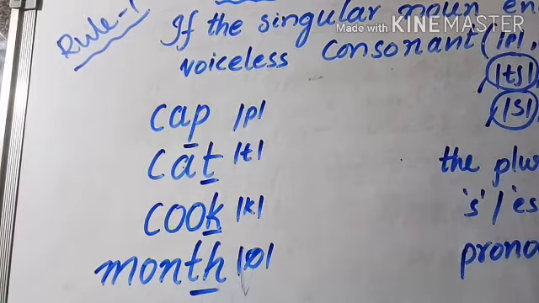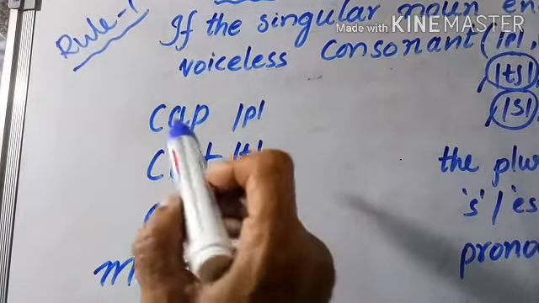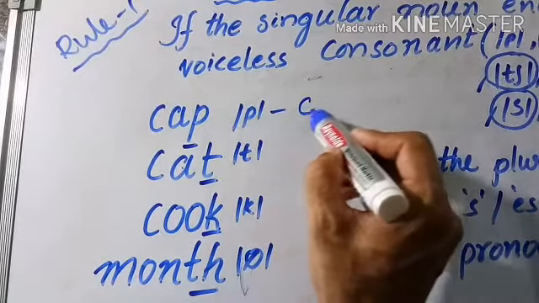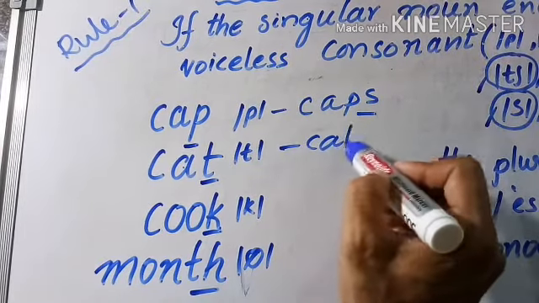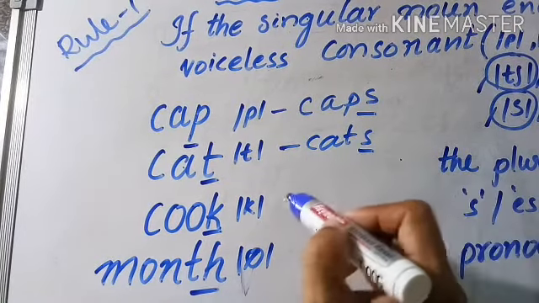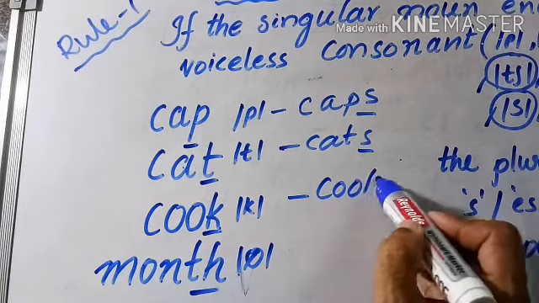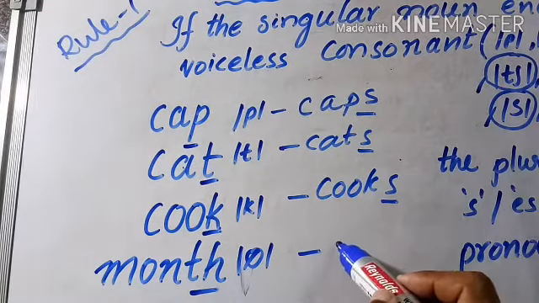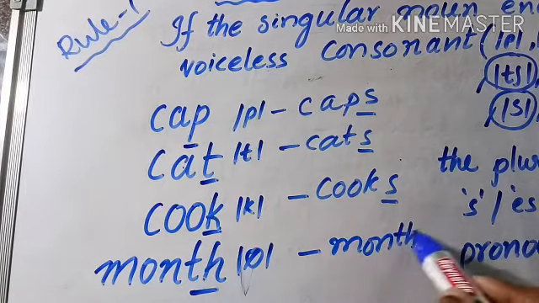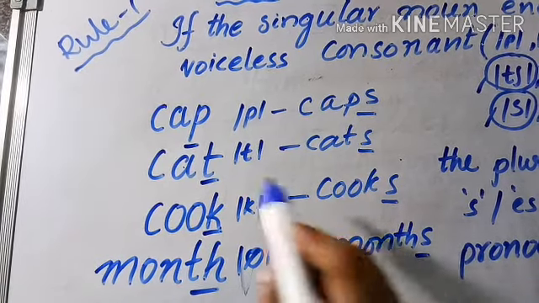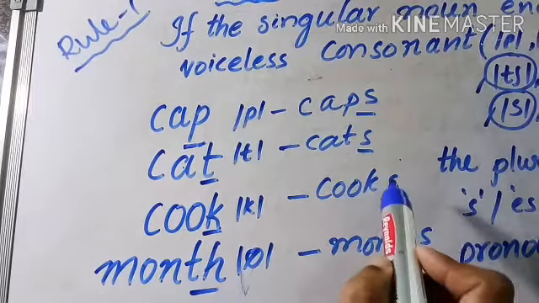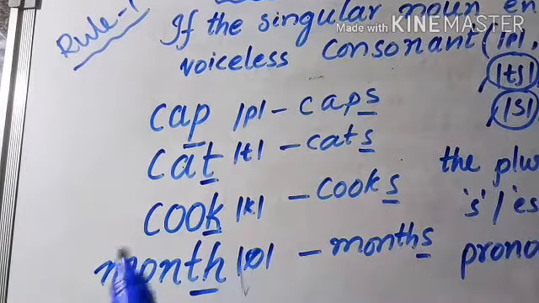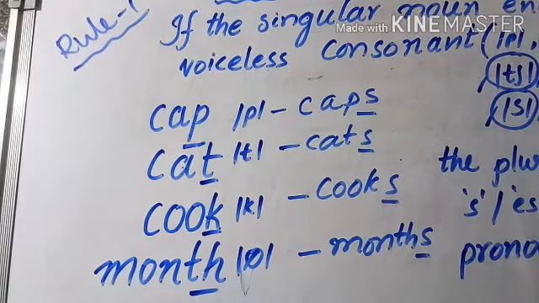See this example, cap, this is p. Next we can say caps, s sound. Cats, s sound. Cooks, s sound. Months, months. These are all s sounds. When a voiceless consonant takes the plural form s or es, it should be pronounced s, other than the case where there is no ch, no s and no sh at the ending.